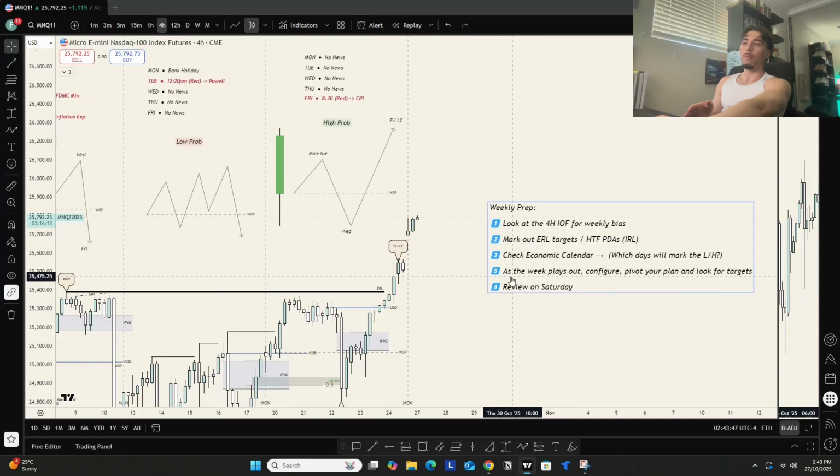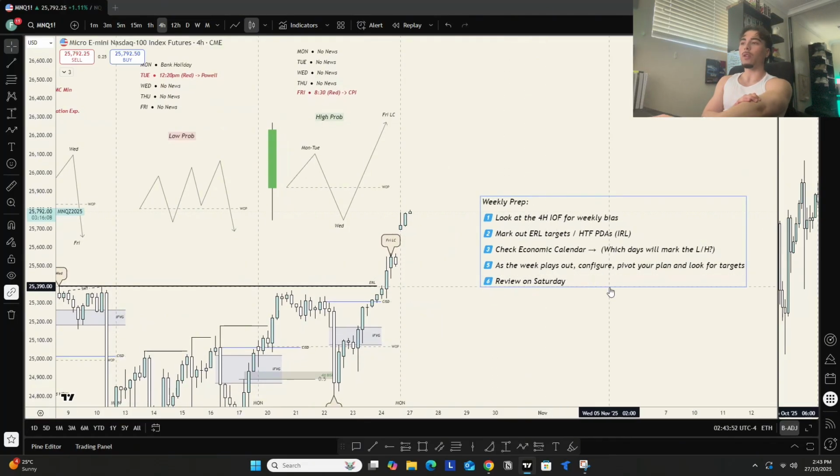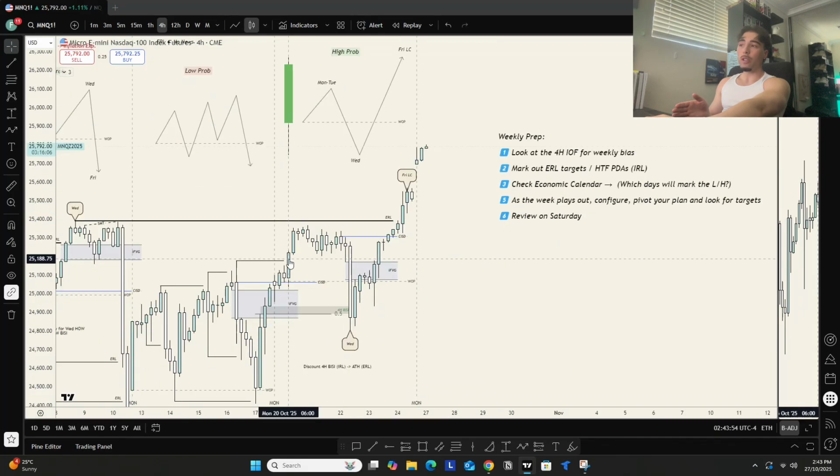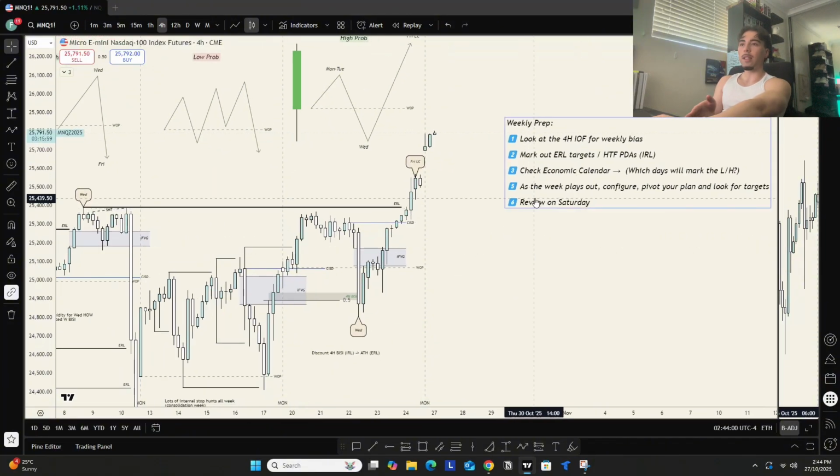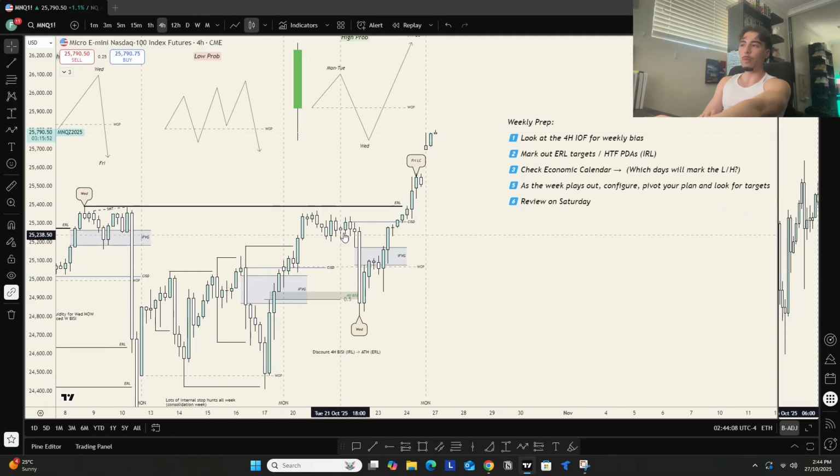Now, let's skip to the fourth step. As the week plays out, as you can see here, Monday didn't take this ERL target. So what do we look for now? We're looking for price to show its next hand, okay? So as the week plays out, you configure your plan and you pivot your plan and you look for new targets. So you can see here Monday and Tuesday just accumulated.